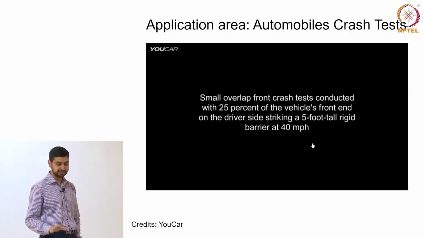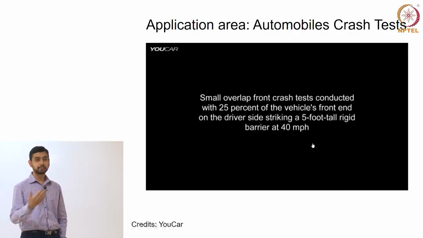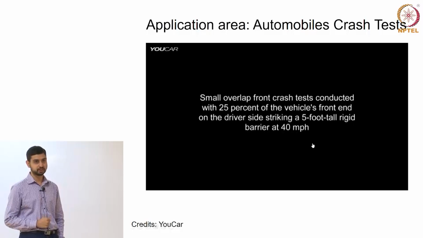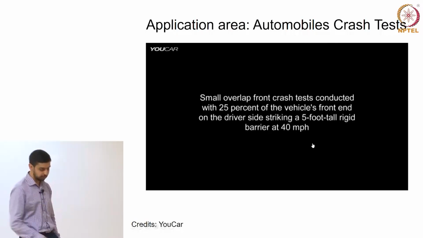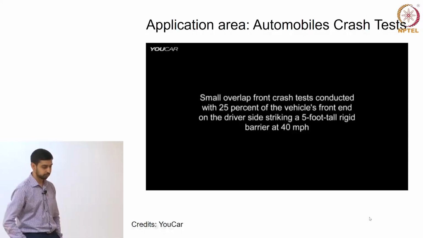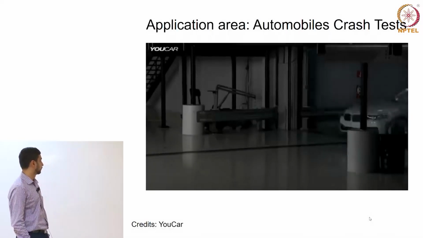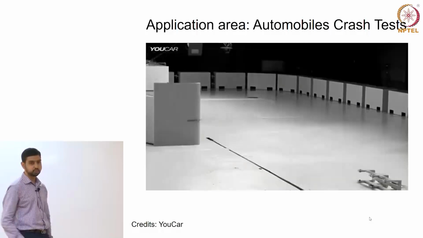And here a BMW is being driven at 40 miles per hour into a rigid barrier, and you look at what that impact does to the car and also to a driver who's sitting in there. So based on these impact tests, we can design safety features in a car, and also make sure that we meet any safety requirements that are set forward by the government. So you see what happens there, and this is why you should always drive safely.